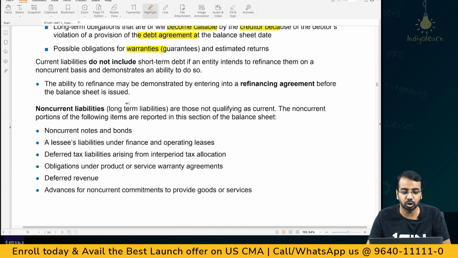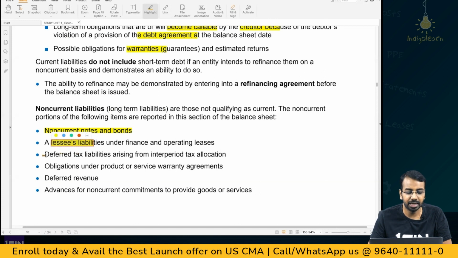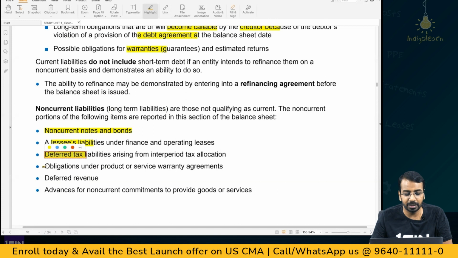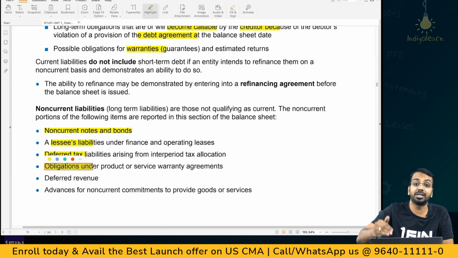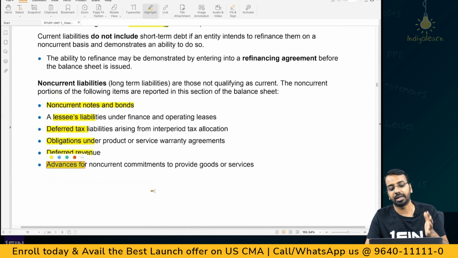Then anything which is not current becomes non-current, like non-current notes and bonds. Notes payable is like a loan, bonds are like debentures. Lessee's liability, we will come to lessee's accounting briefly. Deferred tax liabilities: always remember, deferred tax assets and deferred tax liabilities will always be classified as non-current only. Some obligations under product service warranty agreements, if they extend beyond 1 year. Deferred revenue, again, if it extends beyond 1 year. Advances for non-current commitments. So all of these are your non-current liabilities.